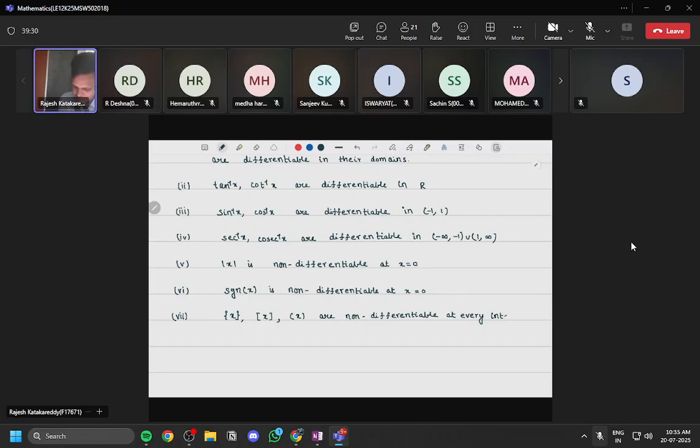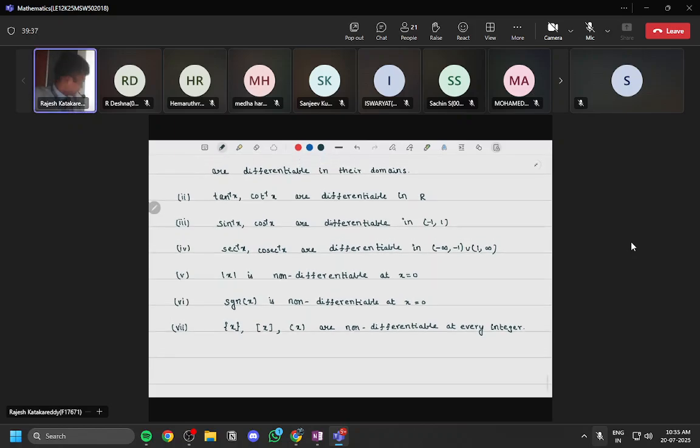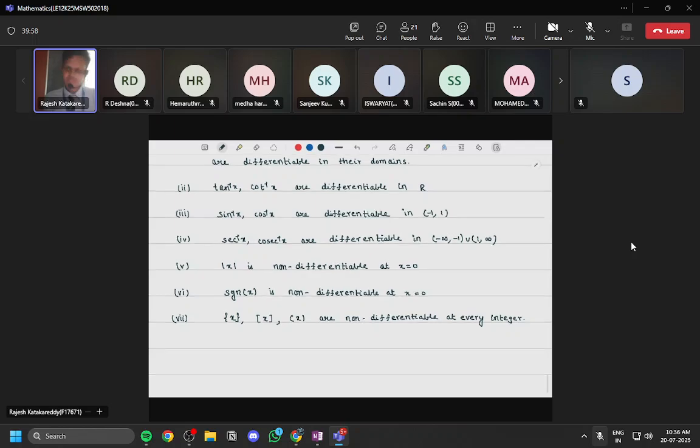Fractional part, box, least integer. This is called the floor function. This is called the ceiling function. If you have in between 0 to 1, open interval, the floor function will take 0 and the ceiling function will take 1. Clear? So this is about some standard functions and their differentiability.